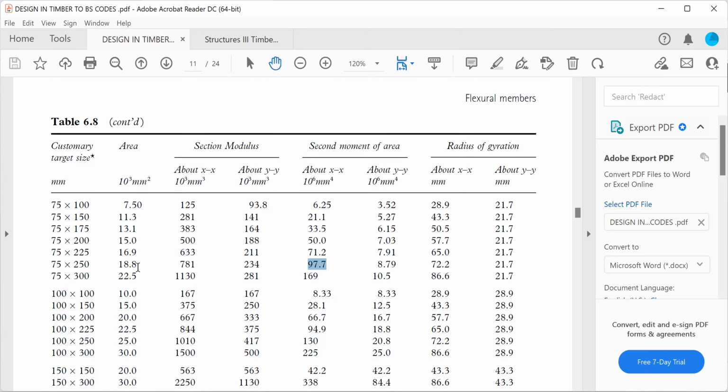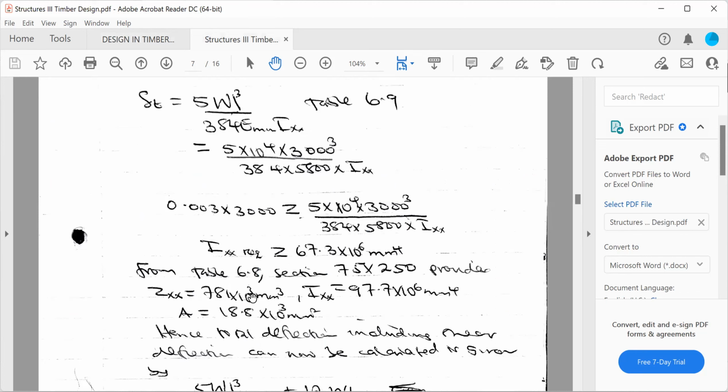Our area is 18.8 times 10 to the power 3 millimeter squared, and obtain this value for ZXX of 781 and IXX of 97.7. So we can go back now and say, now from table 6.8, you find that section 75 times 250. Now this 250, we must use it. Why? Because in calculating our K7, we assumed our section depth to be 250.